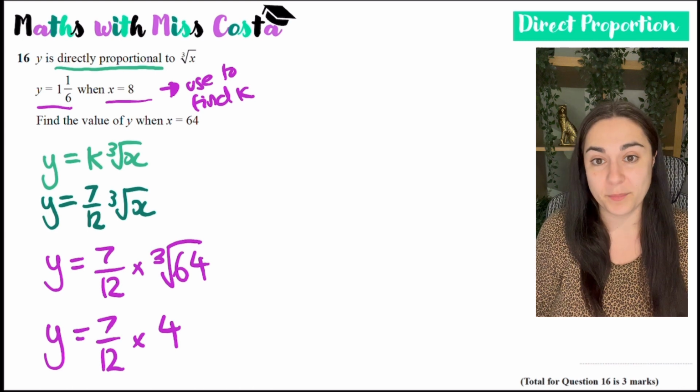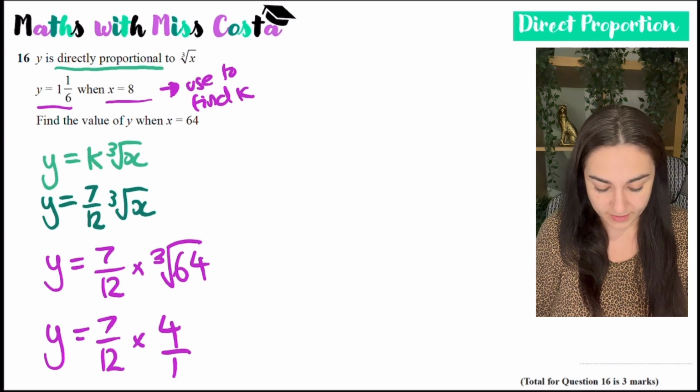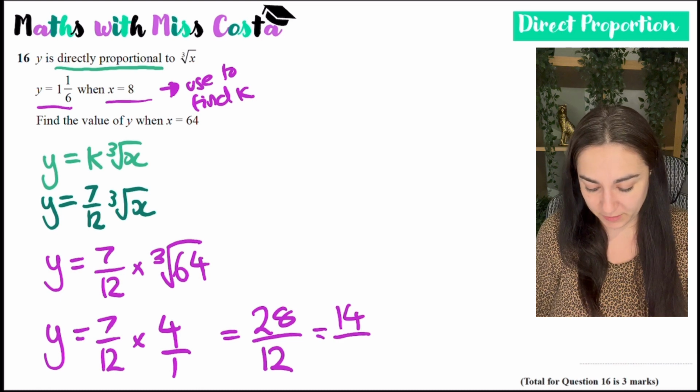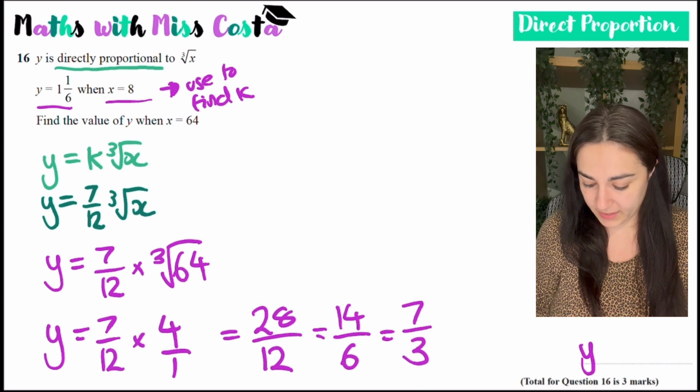To turn any number into a fraction, I write it over 1. So y is going to be 7 times 4, which is 28, divided by 12. And I can just simplify this. So divide by 2 would be 14 over 6. Divide by 2 again would be 7 over 3. So y is 7 over 3.